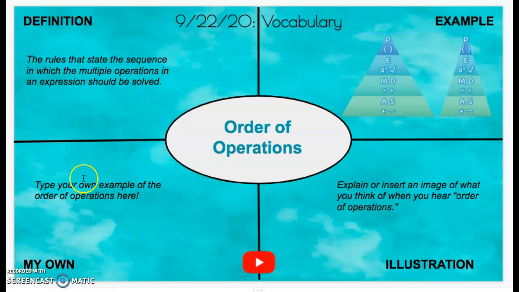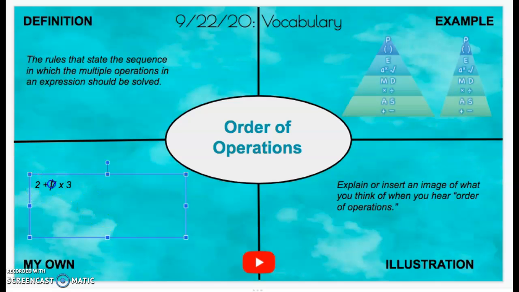So now let's go ahead to the my own. So the my own box, it says type your own example of the order of operations here. So there are multiple different things you can do. So for example, we can do 2 plus 7 times 3. So if we have 2 plus 7 times 3 and we solve this, so you can put that there. We can also solve this.